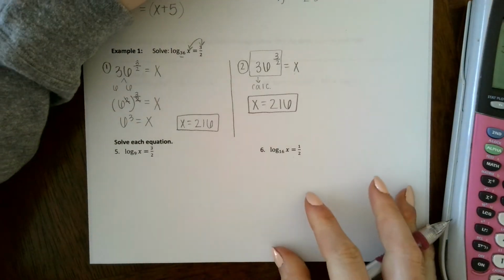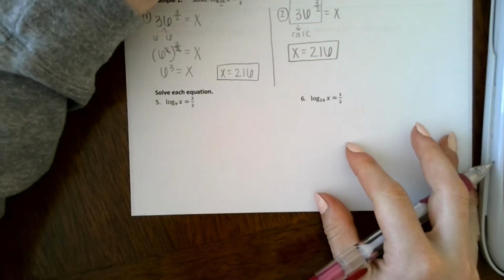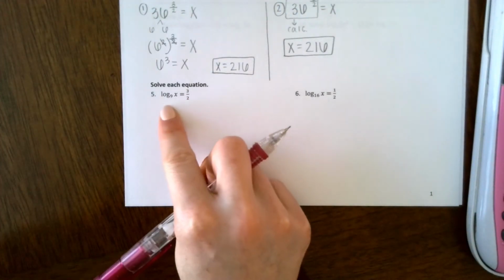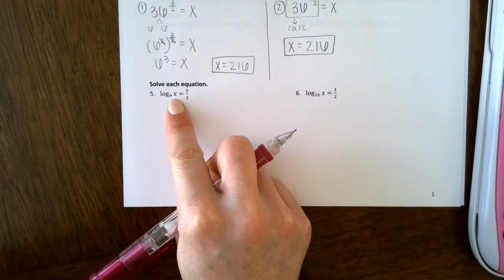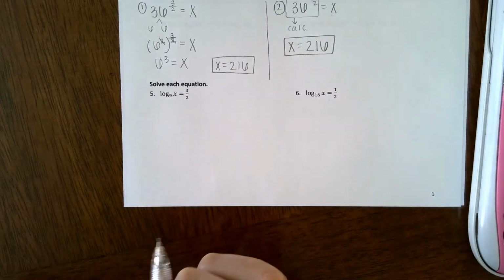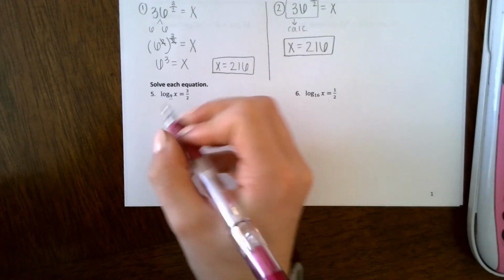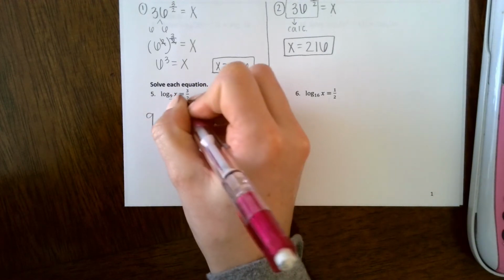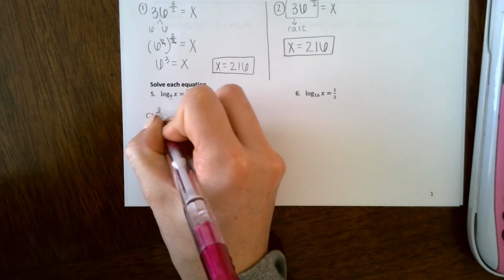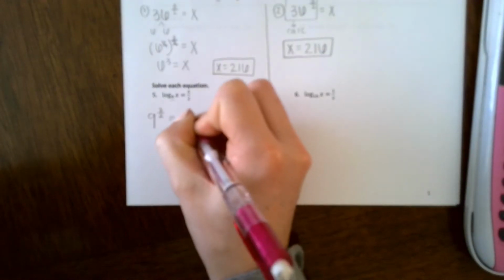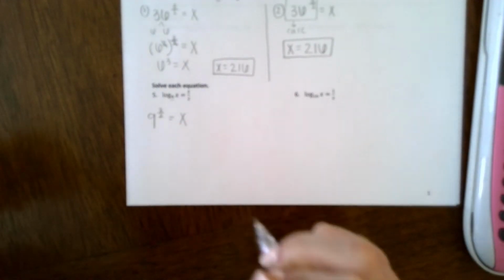Let's go ahead and look at number 5. Number 5 says, solve each equation. It gives me log base 9 of x equals 3/2. Again, we're going to start with changing forms. My base is 9. X and 3/2 switch places, so 3/2 is my new exponent, and this is equal to x.